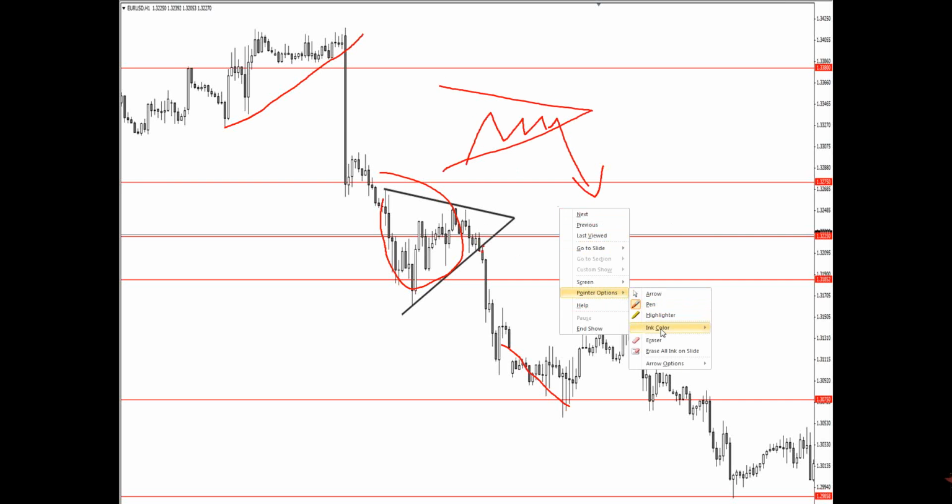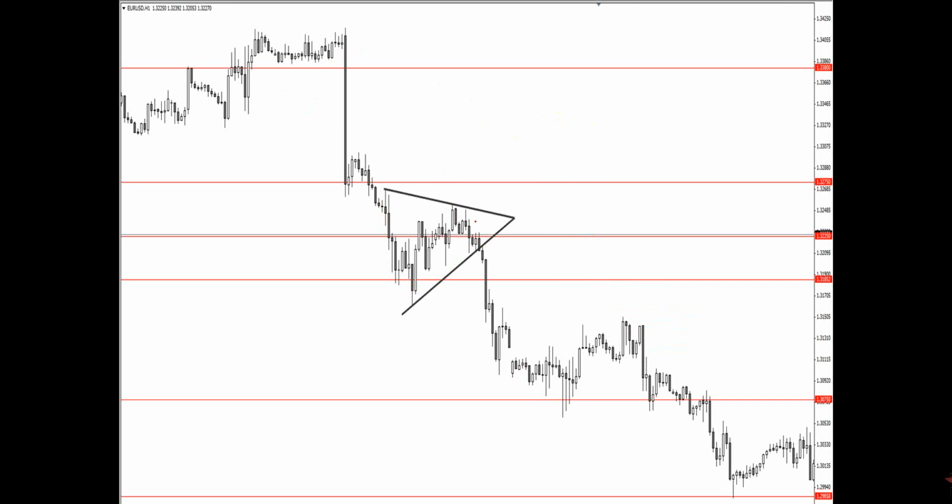Now, the price could also have broken out in this direction, but then you need to see how many pips it is to the next resistance. If the next resistance is very, very close, then we would probably not trade a breakout in that direction. We would stick to a breakout in the trend direction.